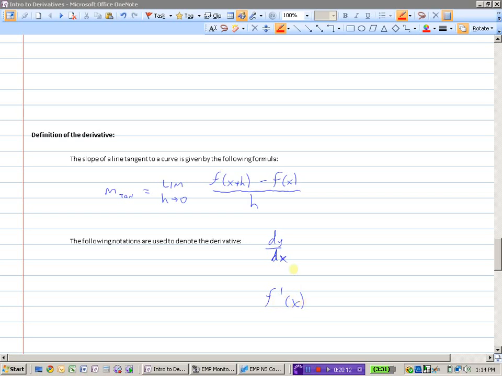Another way of denoting the derivative is f prime of x. These mean that these are the derivatives of the function. So if f of x is your function, say you had this function right here, f of x is x squared, then f prime of x would be a function telling you what the slope of the tangent line is. Or dy dx would be the derivative of the function with respect to x. Just so that we don't always have to write m tan, slope tan. Okay, these mean the same thing, the slope of the tangent line.